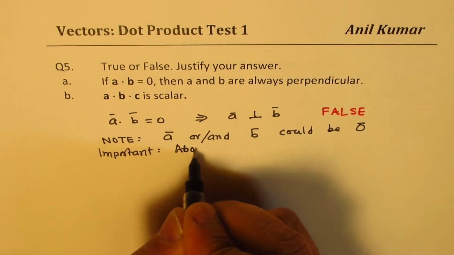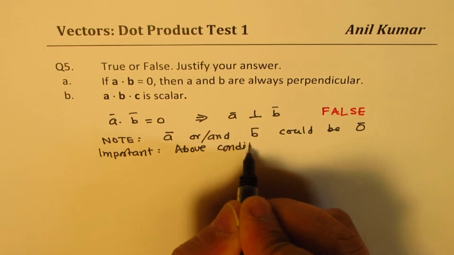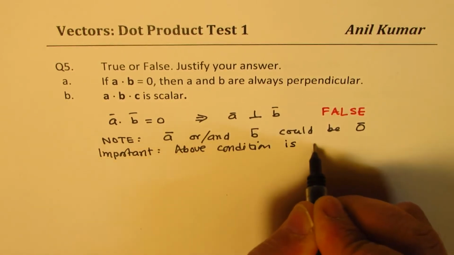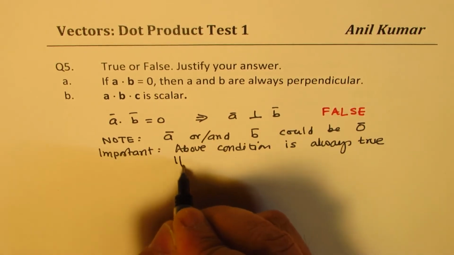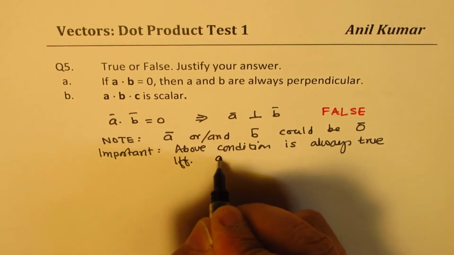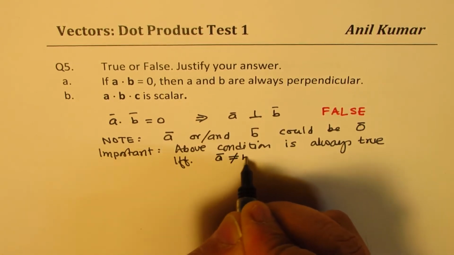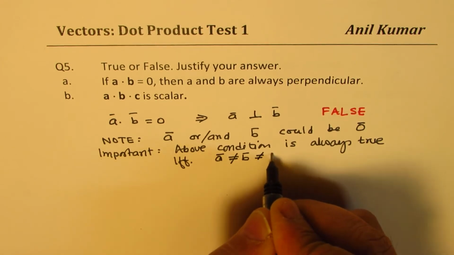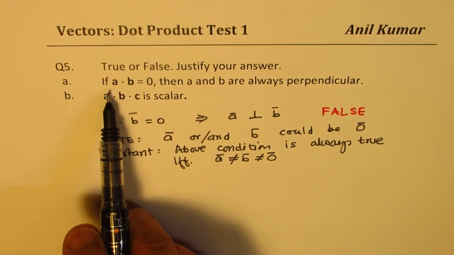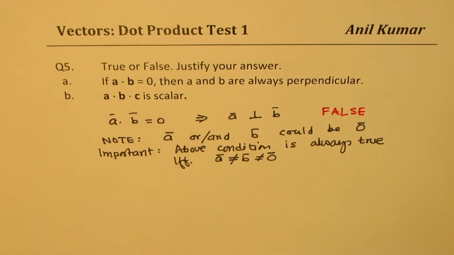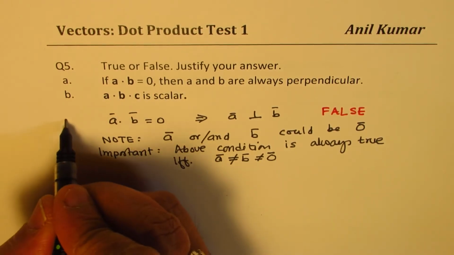So it is important to note that the above condition is always true if and only if vector A is not equal to vector B and it is not equal to the 0 vector. Right? So if one of them is 0, they may or may not be perpendicular. Who knows? But that condition is very important. And that is why this is a very important question to understand when you talk about dot products. Correct? So that is the answer for part A.